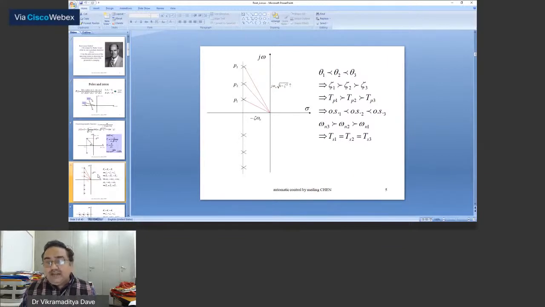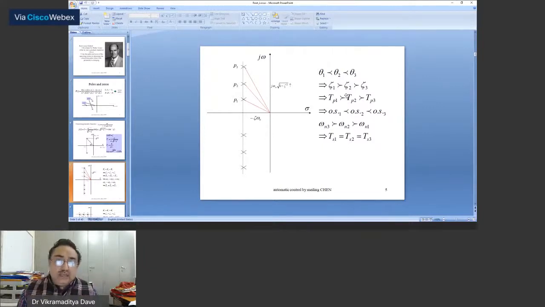Okay, so let us find out what are the other things related to it, and that we have already learned. Okay, if the poles move towards the imaginary axis, either positive or towards the negative, then we will find that theta 1 will be less than theta 2. This will be theta 1, this will be theta 2, and thereby the damping ratio being cosine of theta, theta 1 will be greater than theta 2 and theta 2 will be greater than theta 3, and similarly peak time 1 will be greater than peak time 2 and peak time 2 will be greater than peak time 3.